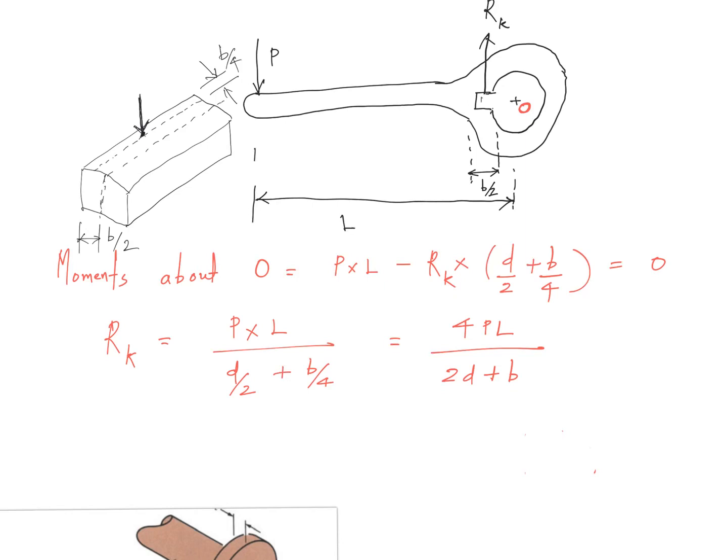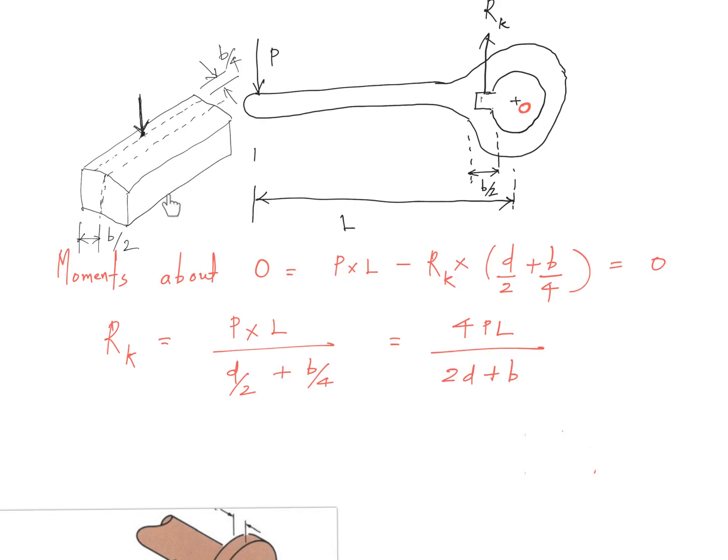So this particular force Rk is acting at a distance of d by 2 plus b by 4. Why b by 4? Because this is how things are happening near the key. Only this half of the key is in touch with the lever, so only the contact pressure acting along that particular region will alone cause a force on the lever. The other portion is touching the shaft, so it will cause a force on the shaft.